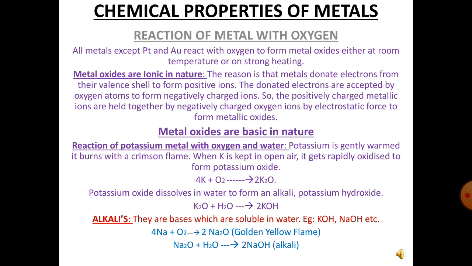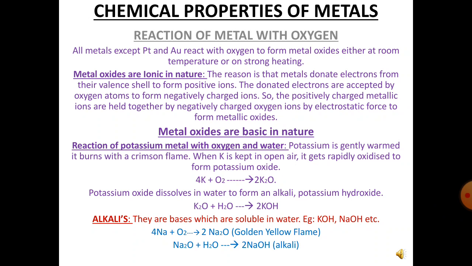Reaction of metal with oxygen. All metals except platinum and gold react with oxygen to form metal oxides, either at room temperature or on strong heating. Now the metal oxides which are formed are ionic in nature. So normally a question may sometimes be asked, why are metal oxides ionic in nature?